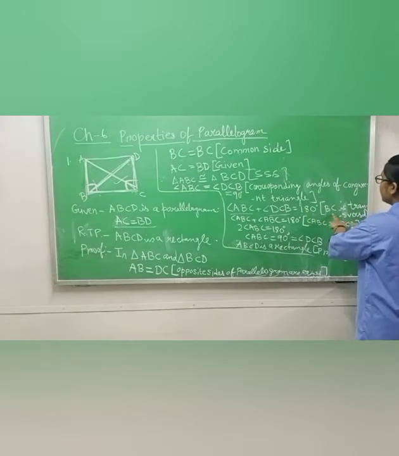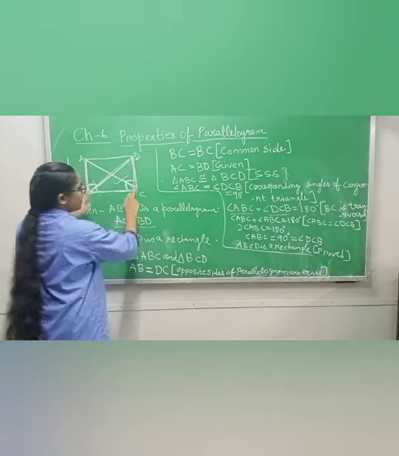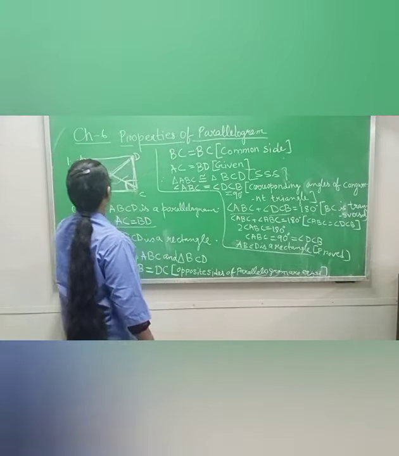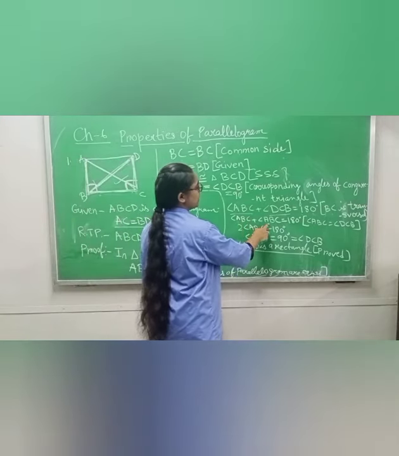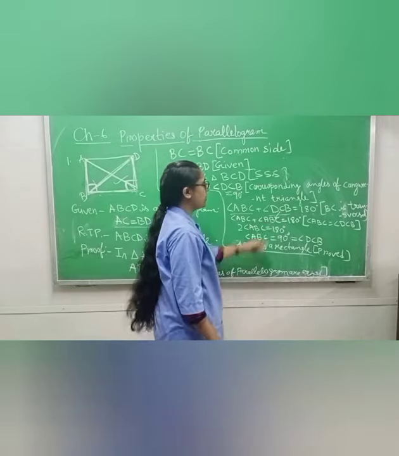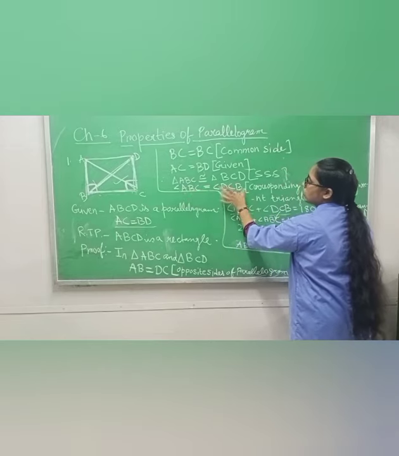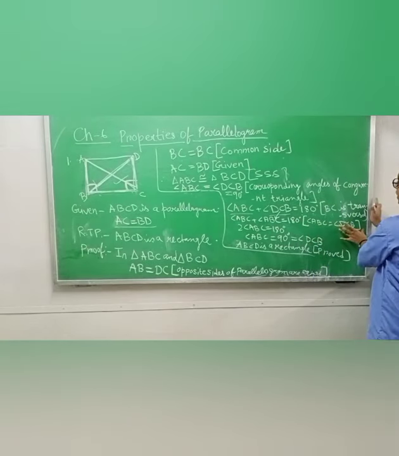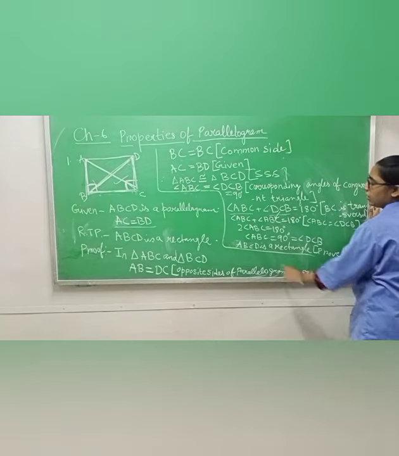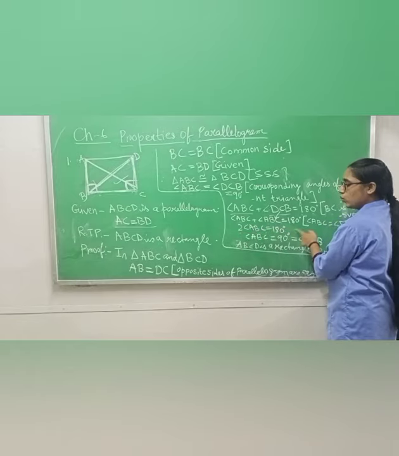And what is the reason? BC is a transversal. Transversal is a common side. So see, BC is a transversal, and in this transversal we are making two angles. So ABC plus DCB. Now in place of DCB I have written ABC. Why? Because here you can see ABC equals DCB. So in place of DCB I am writing ABC. That is why I have written the reason also: ABC equals DCB. So angle ABC plus angle ABC will give you two angle ABC equals 180 degrees.